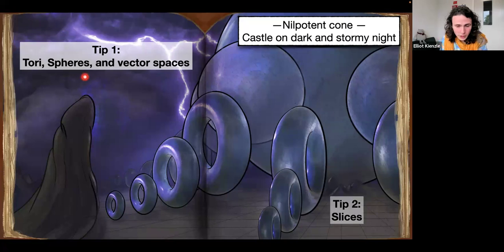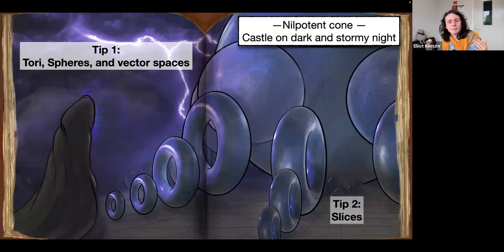For example, tip number 1, I used all 3 of those building block spaces. I have this vector space at the bottom. I have these tori fibers sliced up nicely. And at the central slice, I have something composed out of spheres. But more to the point, this is reminiscent of a castle on the hill on a dark and stormy night. And you see this flash of lightning and the castle stands in silhouette.